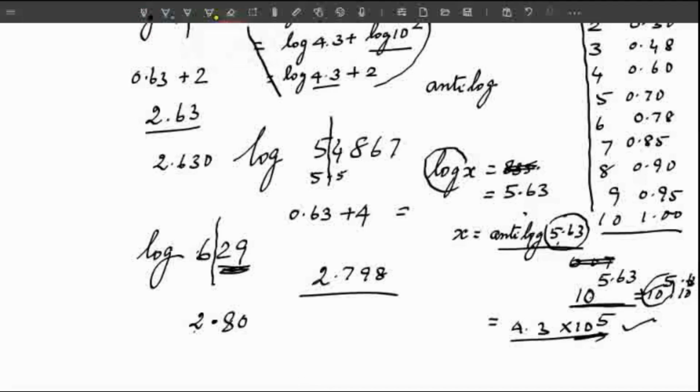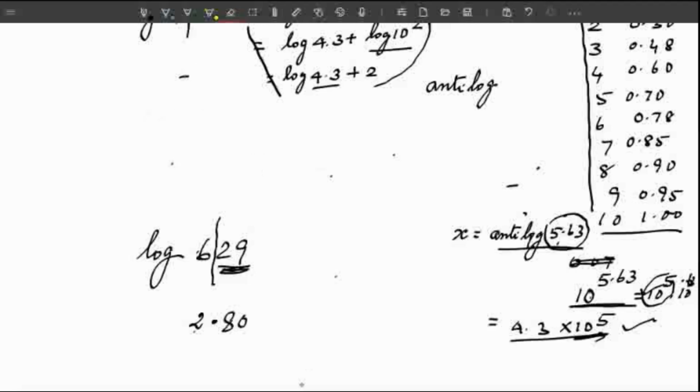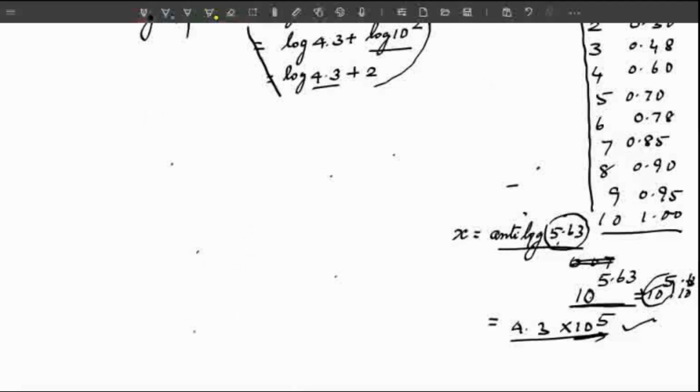The alternative way, we will see this. This is one method, raising the number to the power 10, to the base 10. This will be easier. And another method is the anti-log of 5.63. What is it equal to?